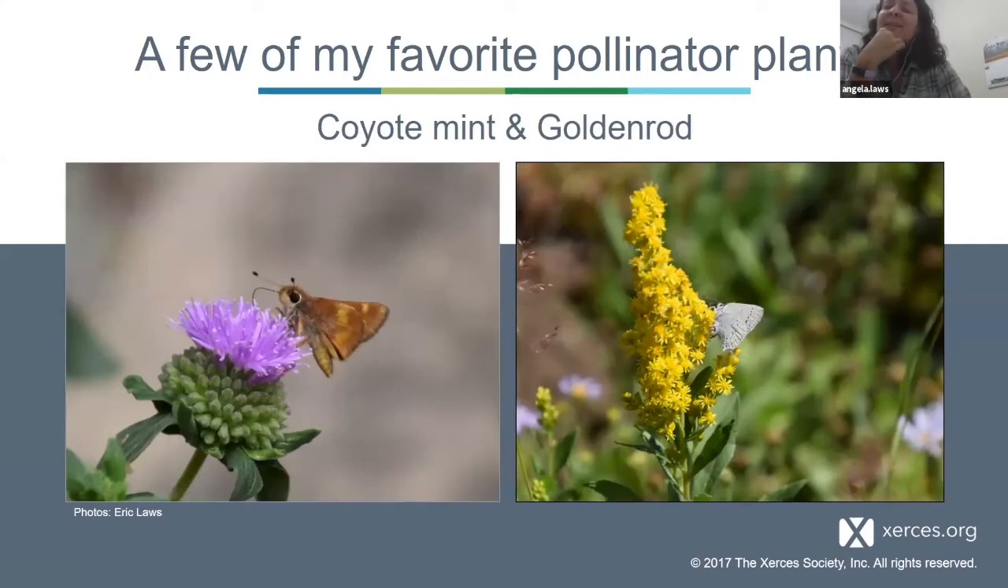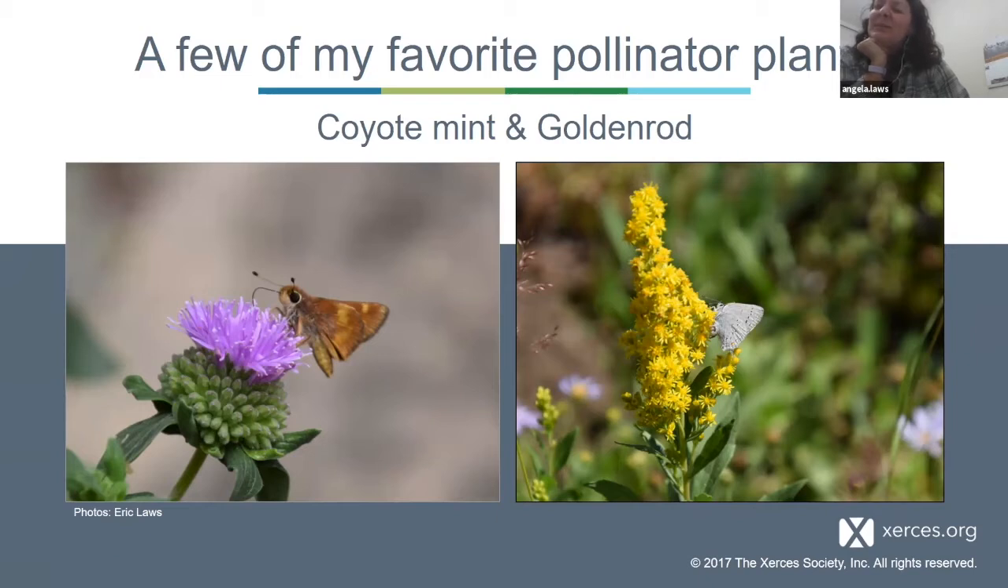Coyote Mint is a fantastic pollinator plant. I think it's my husband's favorite in our yard. It smells really nice, and once it bloomed, we started seeing a lot more butterflies in our yard. I love this. This umber skipper was from my yard. I like his little tongue sipping nectar.